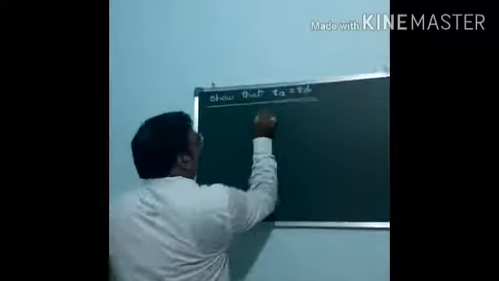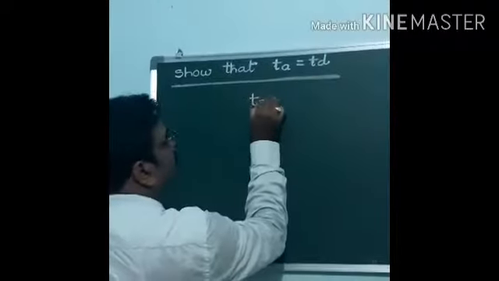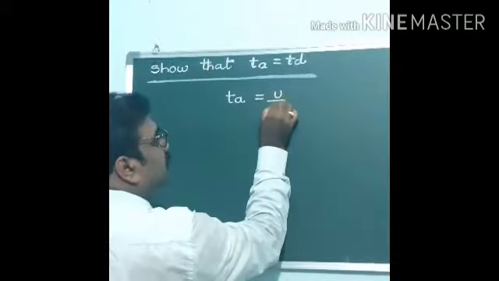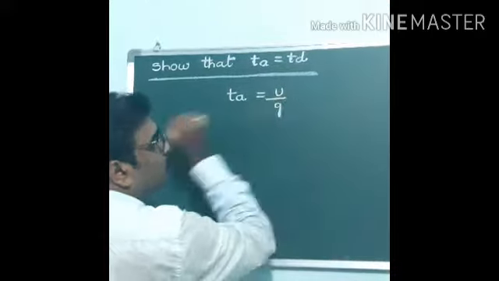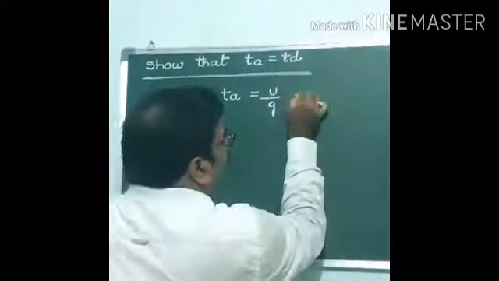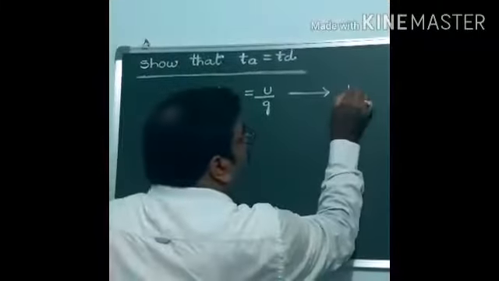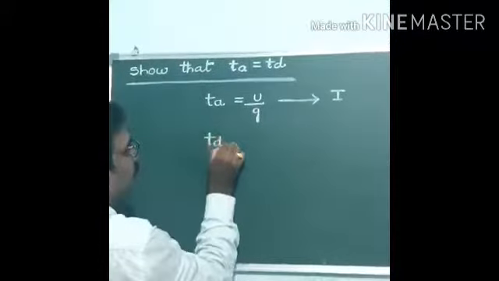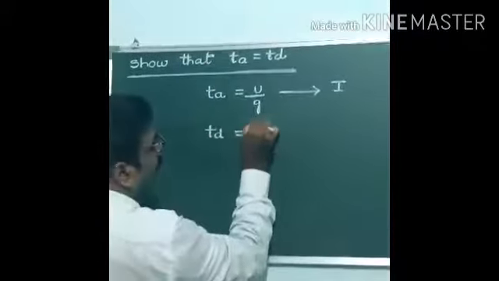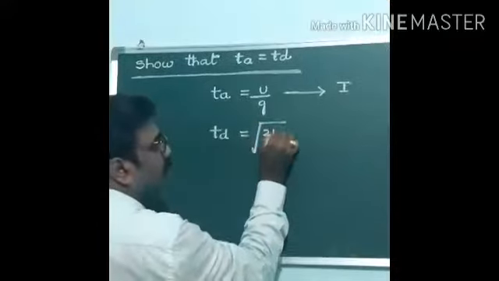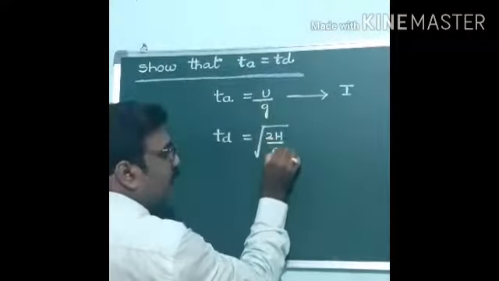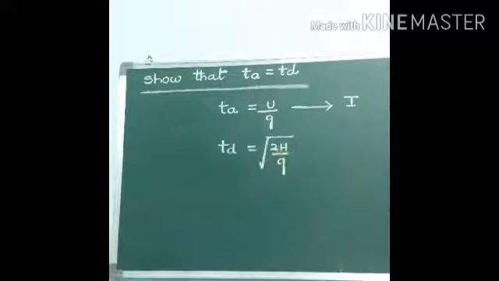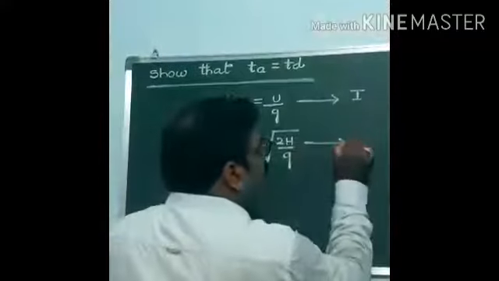First of all, time of ascent. What did you get recently? Initial velocity by acceleration due to gravity, u by g. This is equation number 1. Time of descent. What is the formula? Time of descent formula is the square root of 2h by g. This is equation number 2.